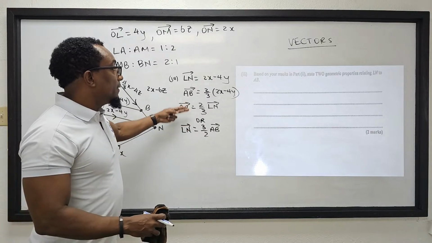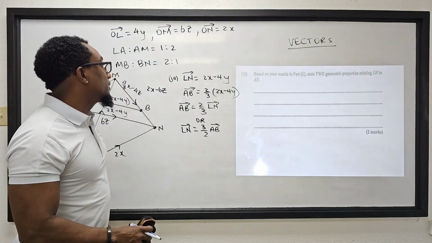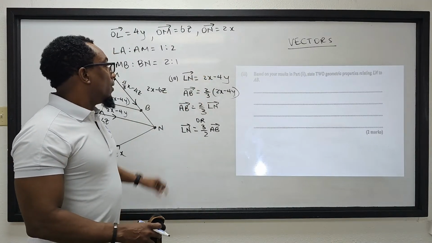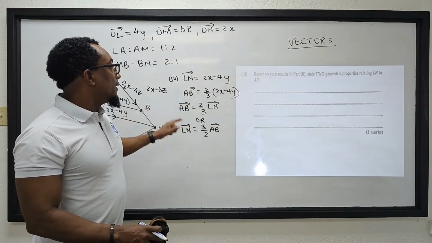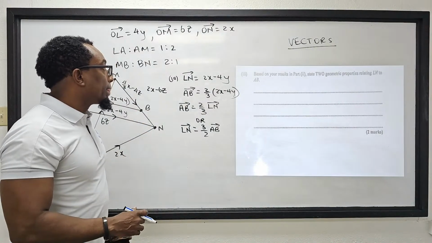So it can be any one of these two. Any one of these two you can use as a proportional relationship. So multiply 3/2 by AB, it gives you ln. Or multiply 2/3 by ln, it gives you AB. Yeah, so this is showing a proportional relationship.